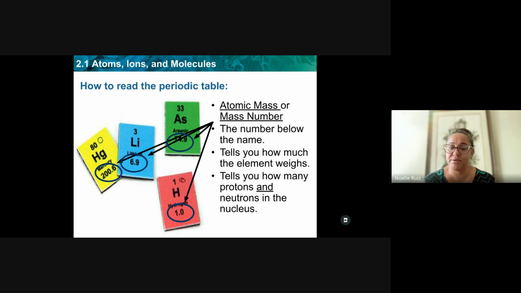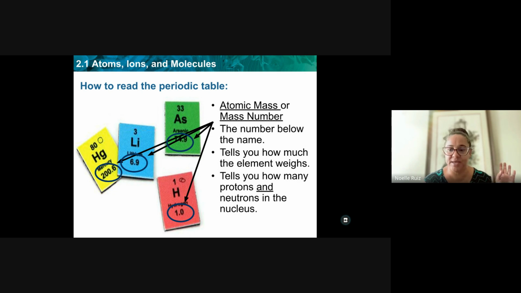The other number, the number at the bottom, is called the atomic mass or the mass number. When we talk about mass, we always talk about weight, how much something weighs. So it's the number below the name, and it tells you how much the element weighs, which amounts to how many protons and neutrons are found in the nucleus. So if we add up the protons and neutrons, that's how much the element actually weighs.